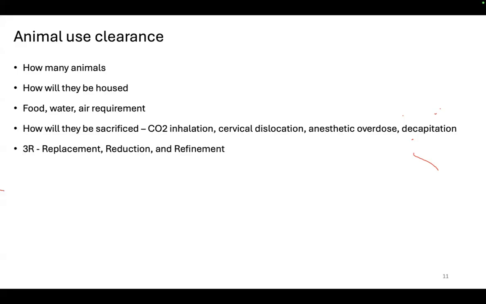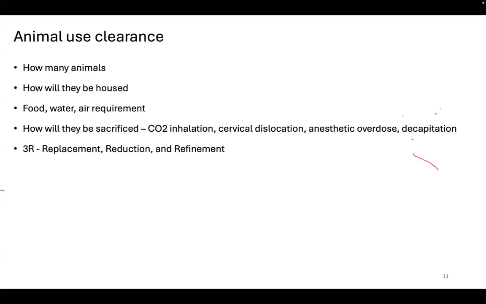How will they be housed? Again, is it a centralized facility? Is it in your own lab? Who will take care of it? What are their food requirements? What are the water requirements? Airing, cleanliness, right? So how do you manage that? Are you trained for it? Would there be somebody else taking care of this whole system? How are they sacrificed? In the lab lingo, the word used is sacrificed.